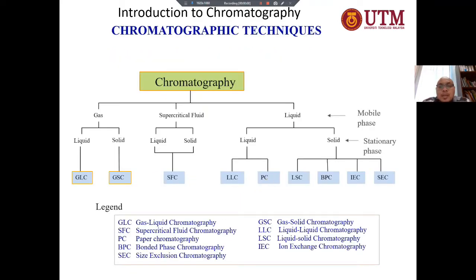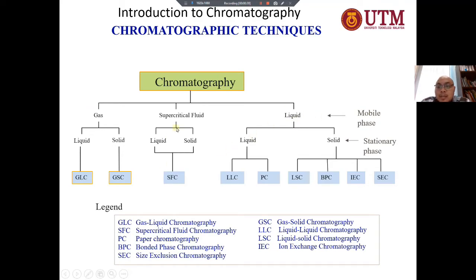Okay. Here is what we call the chart of chromatography. Here is the mobile phase. Here is the stationary phase. Basically, chromatography was given its name based on its mobile phase. For example, in GC, gas chromatography, the name comes from its mobile phase, gas. In HPLC, high performance liquid chromatography, the name also comes from its mobile phase, liquid.